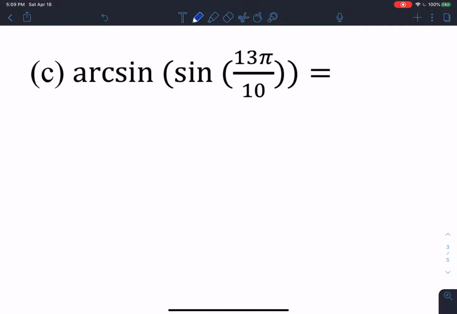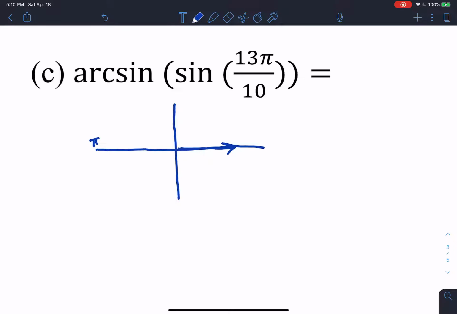Third question. Arc sine of 13 pi over 10. 13 pi over 10 obviously is not on the unit circle, but that's quite all right. We can figure out where it would go. If you draw this one out, because this is pi, which is 10 pi over 10, 13 pi over 10 is going to go right about there.